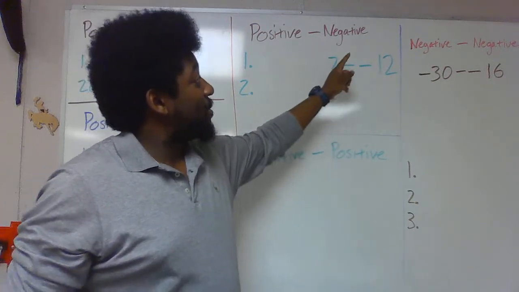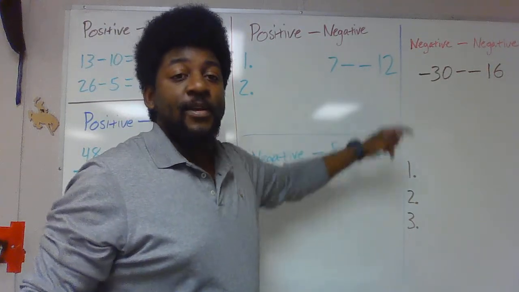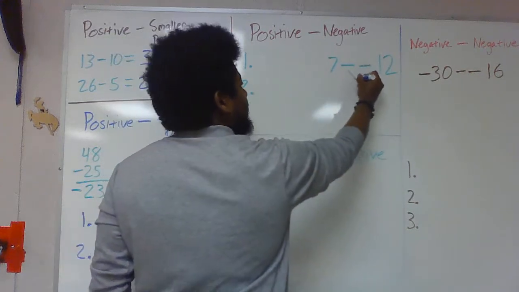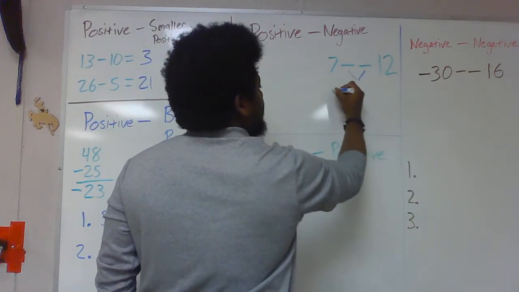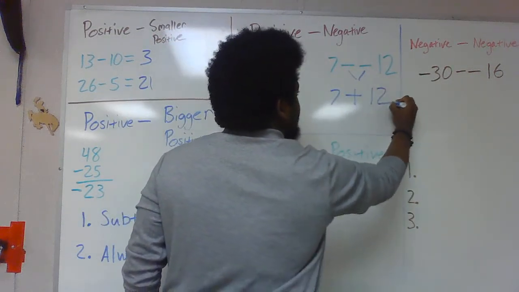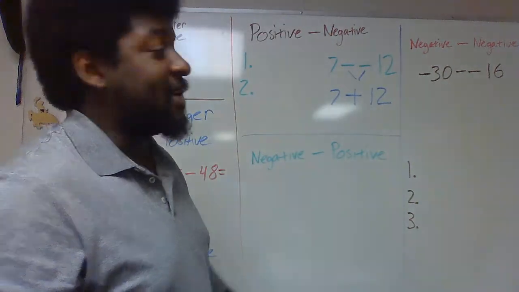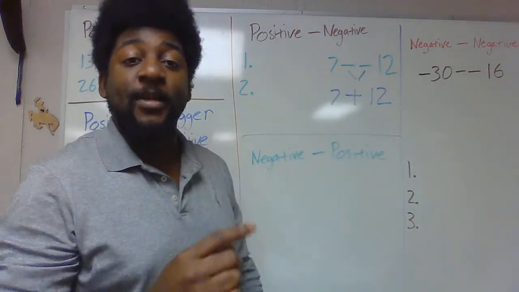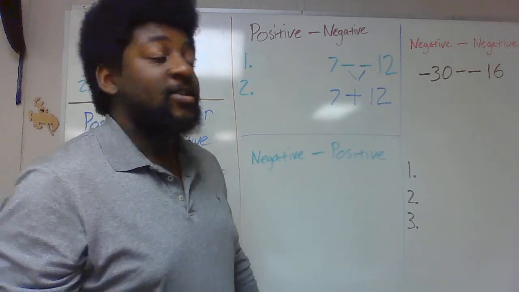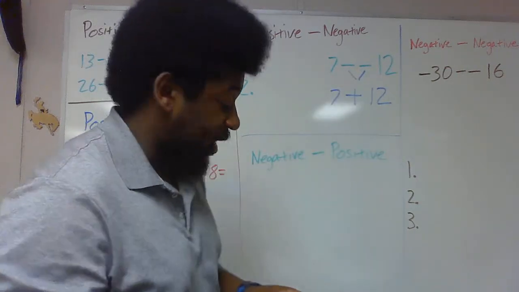So 7 minus negative 12 actually becomes 7 plus 12. The negative and the subtraction sign become 1 plus sign since they're right next to each other. So the first thing you actually do is change your problem.